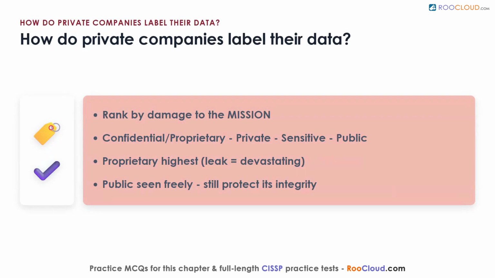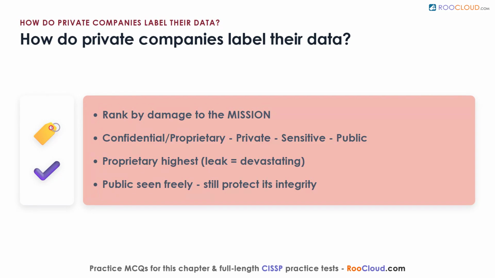So how do private companies label their data? They rarely think in terms of national security. Instead, they weigh the damage a breach would do to their own mission. A common ladder runs from confidential or proprietary at the top, down through private and sensitive, to public at the bottom. Proprietary sits highest, where a leak would be devastating, like unreleased films escaping before their launch.